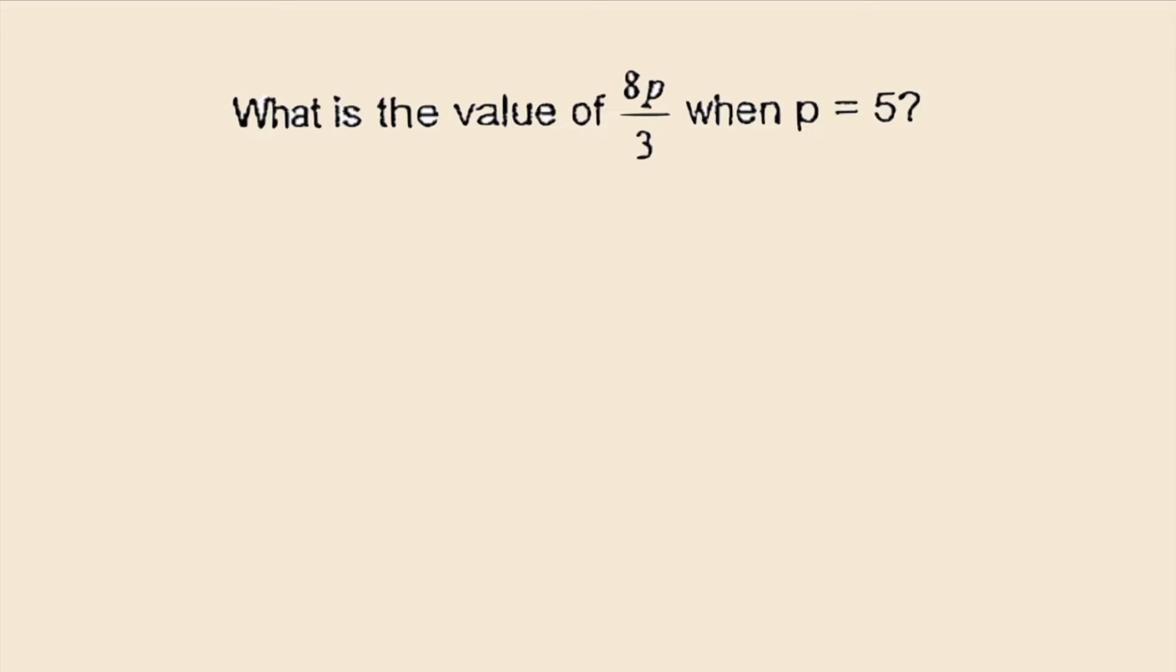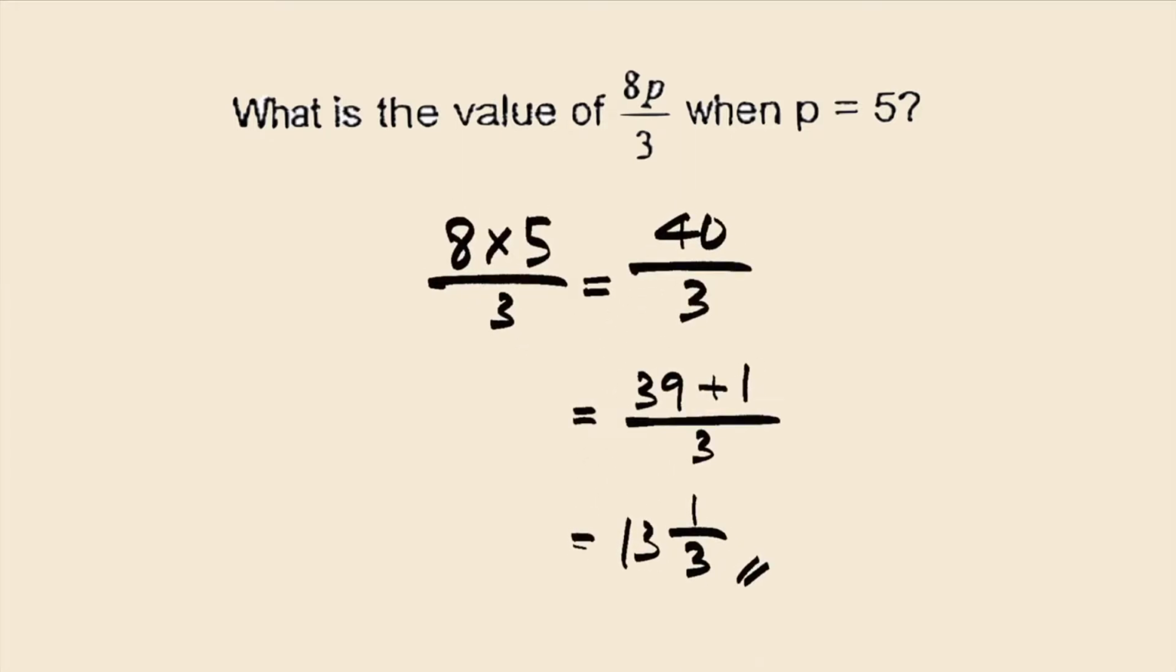So we're going to substitute p equals 5, which means 8 times 5 over 3. That means we can split 40 into 39 and 1. So what's 39 divided by 3? Why did I choose 39? Because it's a nice big multiple of 3. So we get 13. And what's this 1 over 3 here, right? That's the remainder. Now you can also use long division if you want.